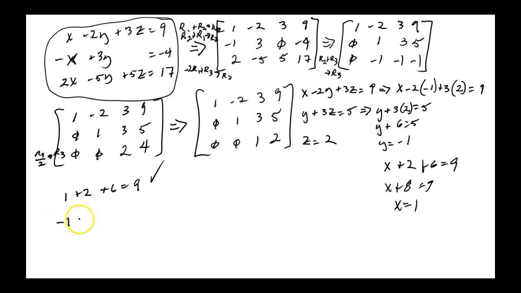-1 plus 3 times -1 would be -3, which is equal to -4. That checks. And then the third one would be 2 times 1 is 2, minus 5 times that would be plus 5, and plus 10, sure enough, is 17. Yep, that checks.